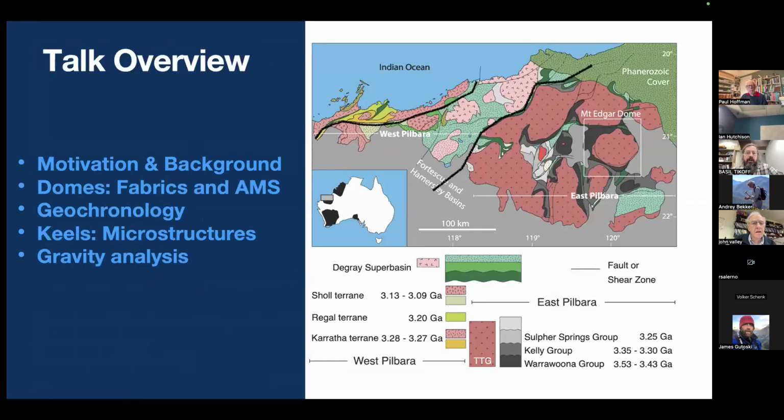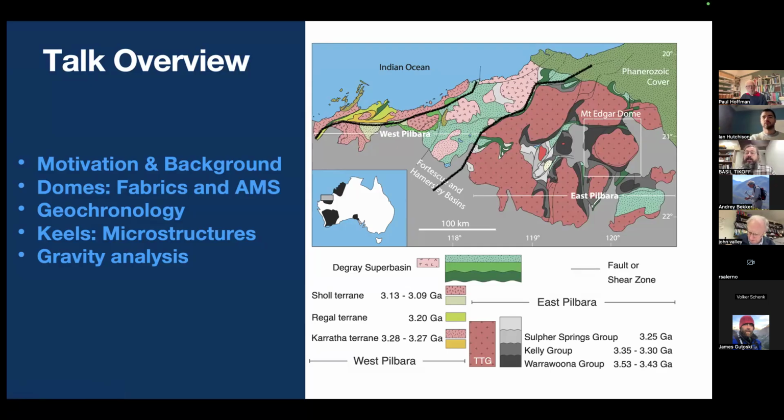So the talk overview: I'm going to give you first a little bit about why we're doing it. I'm then going to talk about the domes and then the geochronology, which is on both the domes and the keels. And then I'm going to move over to the keels to talk a little bit about the microstructures we see there, and then the gravity analysis.